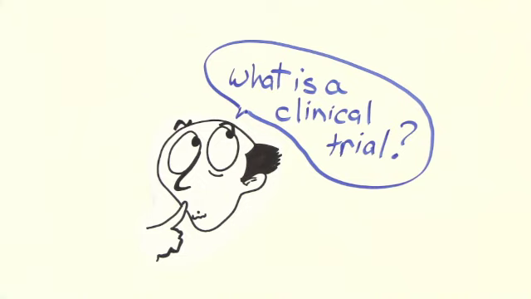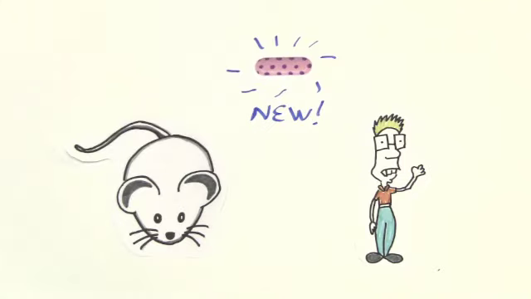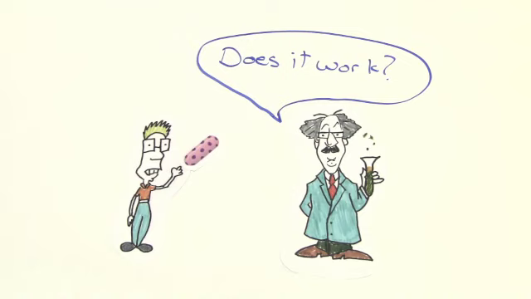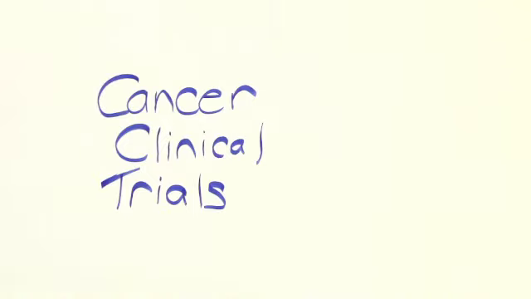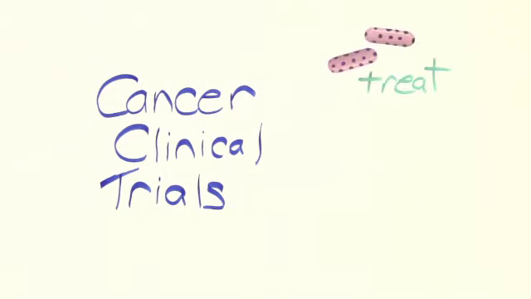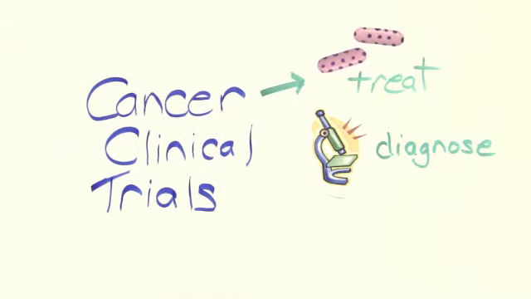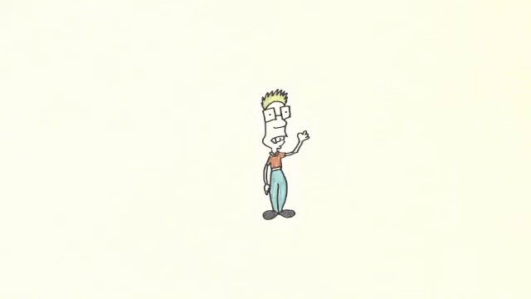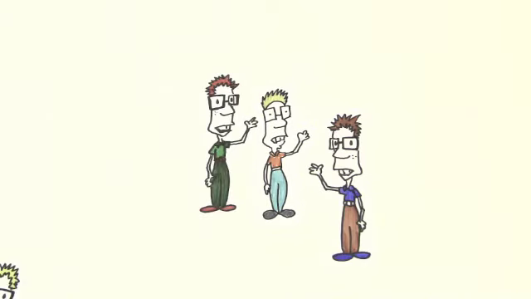What is a clinical trial? It is a research study that is used to test and evaluate new interventions in people. They are carefully controlled and help to determine if new interventions work and if they are safe for people to use. In cancer, clinical trials can be used to test new interventions to treat cancer or new ways to diagnose or prevent cancer. Some clinical trials can be huge.